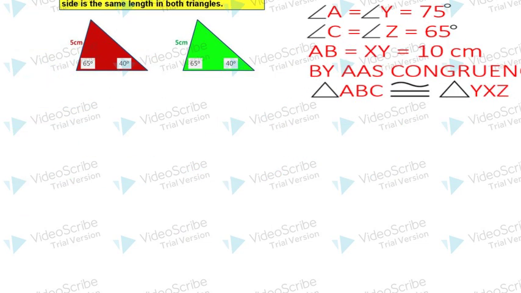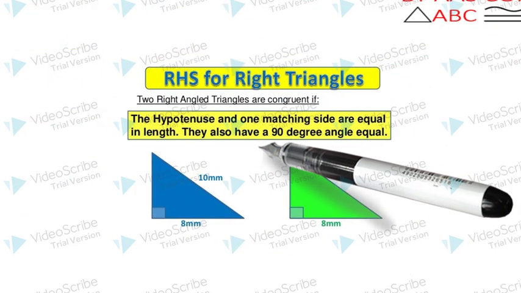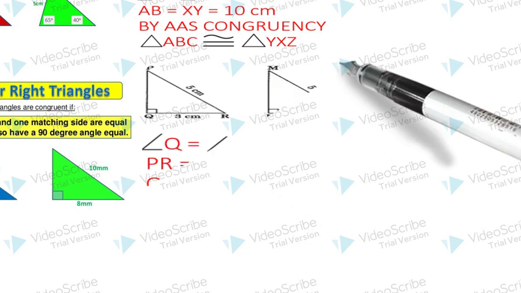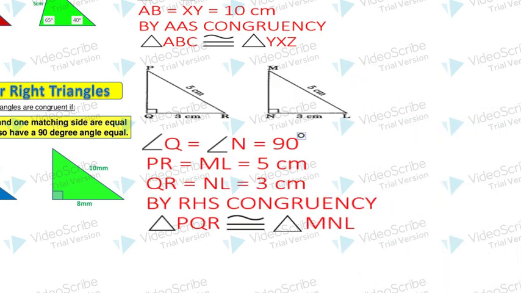Now the last one is RHS. When a right angle is given and the hypotenuse is also given equal in length. Let's see. Here we can see angle Q is equal to angle N, that is 90 degrees, and if we observe the hypotenuse, the side opposite to the 90 degree angle, that is the hypotenuse, this is also equal in length. When both the things are given, in that case only we will apply RHS congruency.